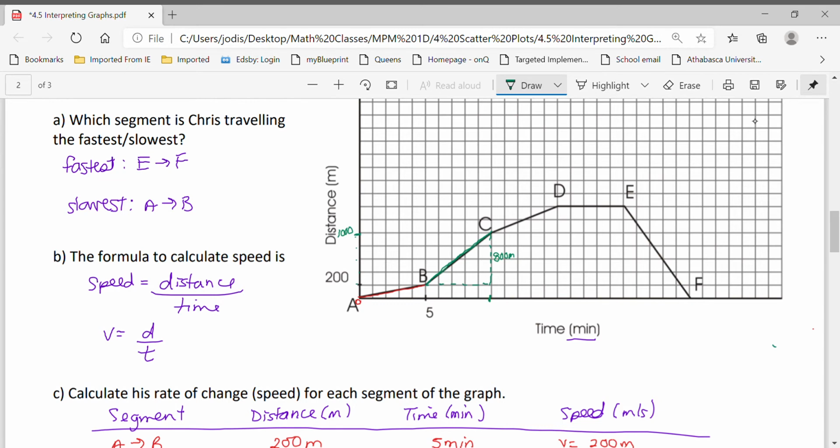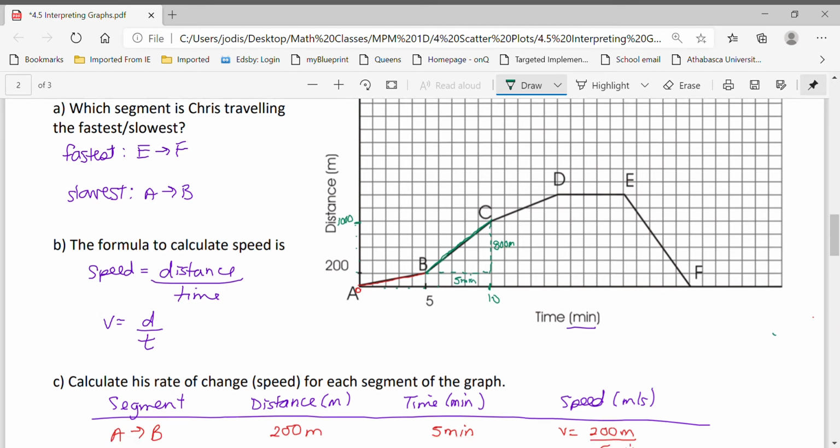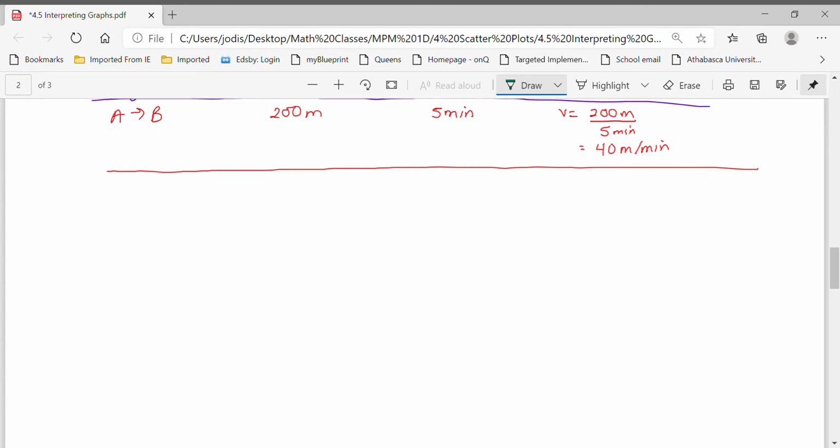And then my time, well, 1, 2, 3, 4, 5, it's going up by ones. So 6, 7, 8, 9, this is 10. And again, we're going from 5 to 10, so this is only 5 minutes. So if I put this in my chart down here, okay, this is B to C.